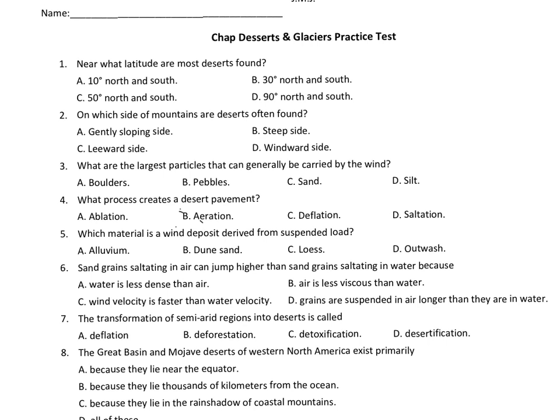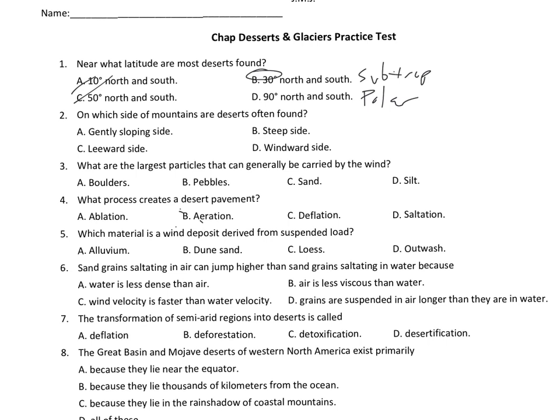So first off, near what latitudes are most deserts found? Very simple. That's going to be your 30 degrees north and 30 degrees south latitude. Remember that is your subtropical desert, right? The 90 degrees north and south is going to be your polar desert. Those are two of the 5 types of deserts that we're going to need to remember for Thursday. These other ones I'm not really worried about. Just cross them out and move on.